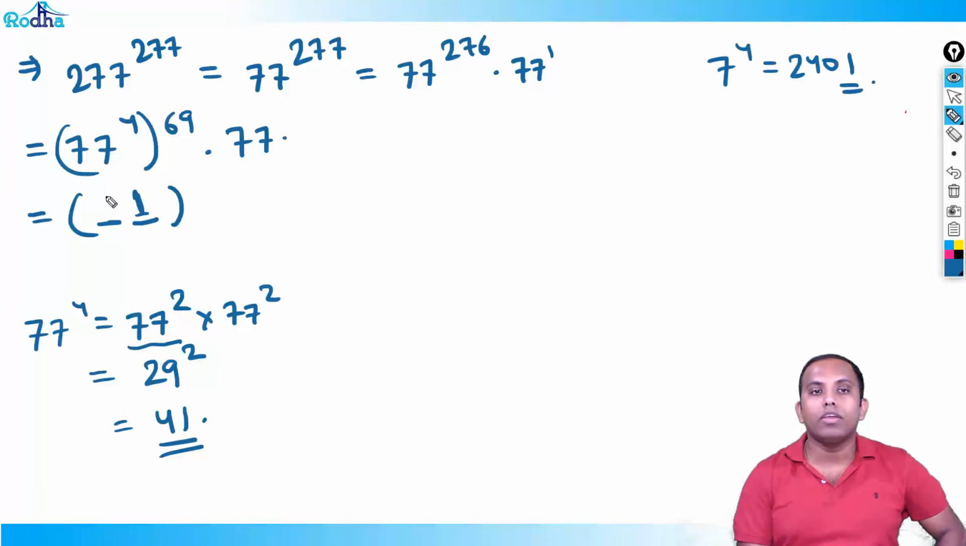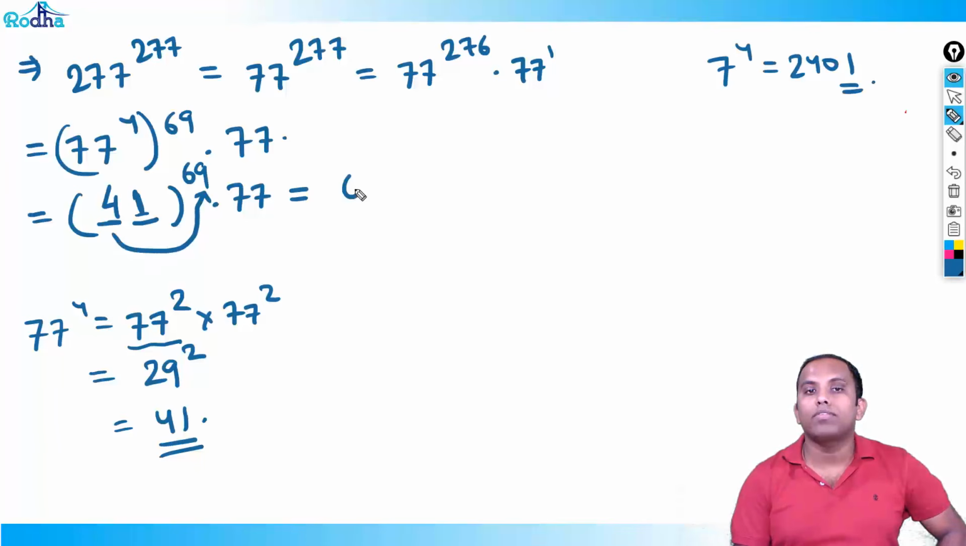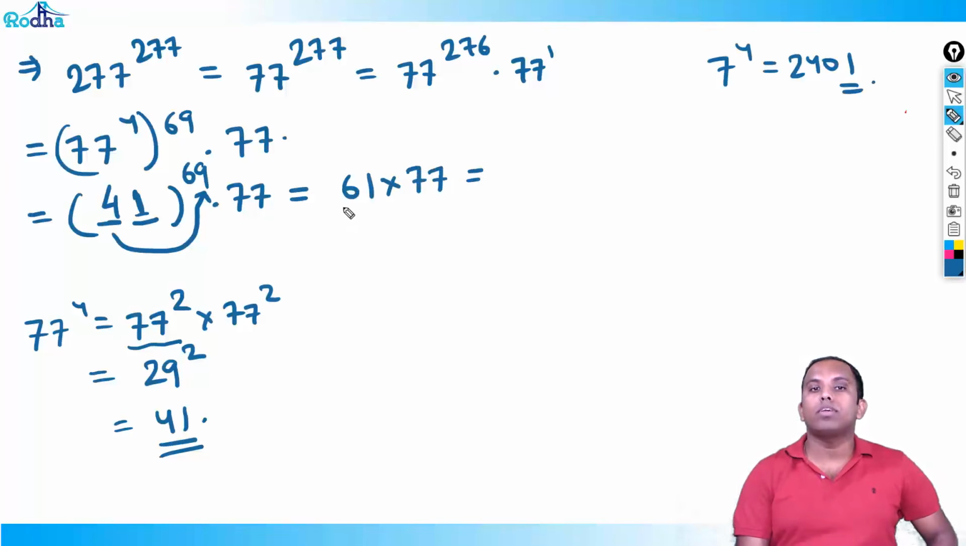So 41 raised to 69 into 77. Now this will be equal to what? Now 4 into 9 is 36. So it becomes 61. So 61 into 77. Right, 61 into 77. So this will be the answer, right?